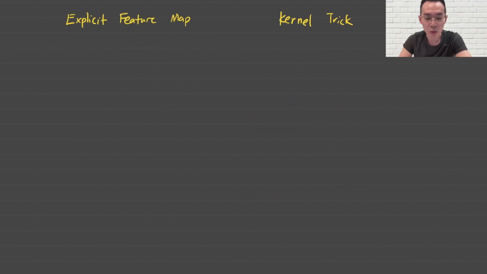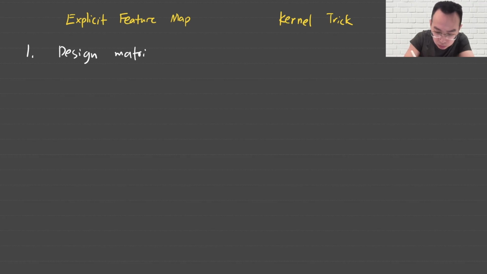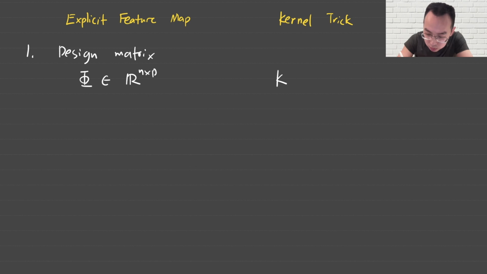Okay, and finally, let's just do a comparison between the explicit feature map versus the kernel trick, because there are too many letters flying around, and that's just making things crystal clear. So the first is the design matrix. For the feature map, we have the design matrix phi as an n by p matrix. And for the kernel trick, we have the kernel matrix that equals phi phi transpose, and that is an n by n matrix.